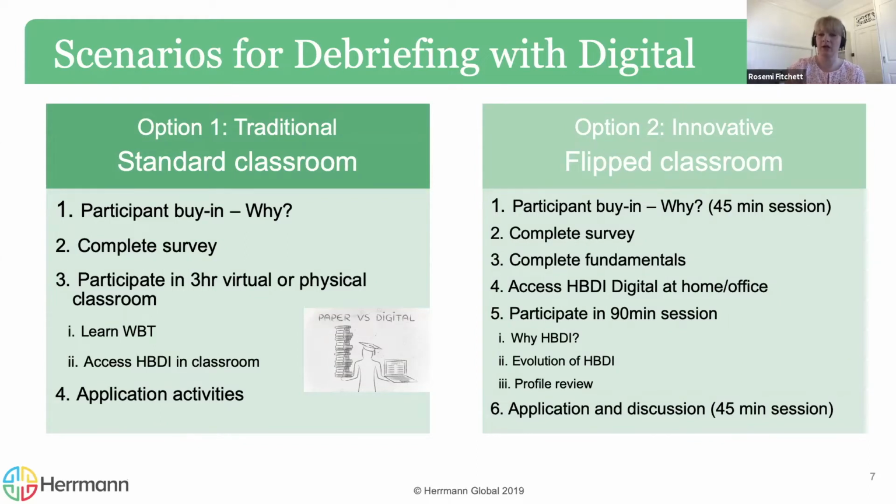So either way, learning whole brain thinking is going to take around 3 hours to learn it, to understand your HBDI and to apply it. In fact, it does really take even longer if you want to keep applying it over time, but that's essentially what we recommend. And so these are the 2 options, and flipped learning is, as I said, the knowledge happens prior to the classroom.